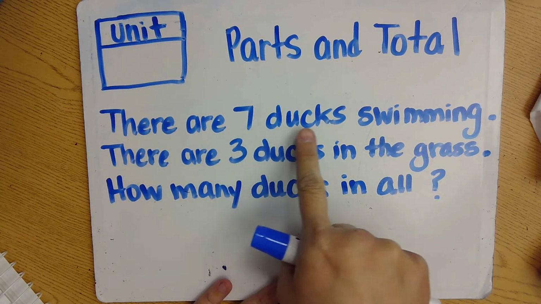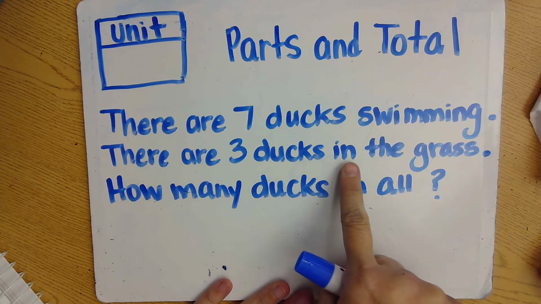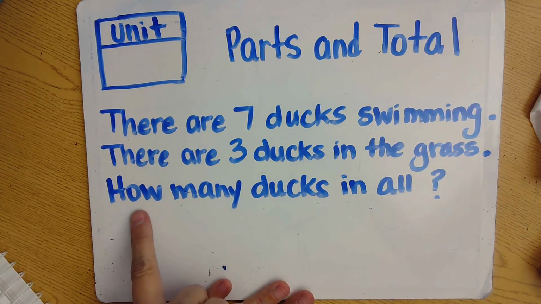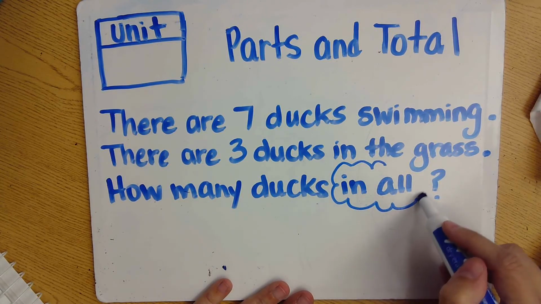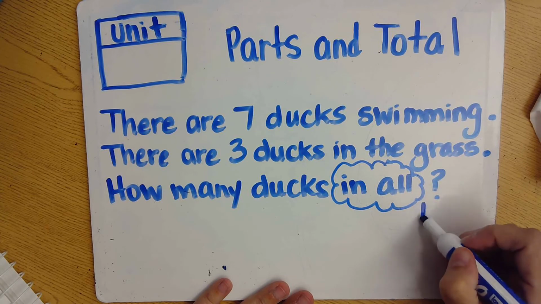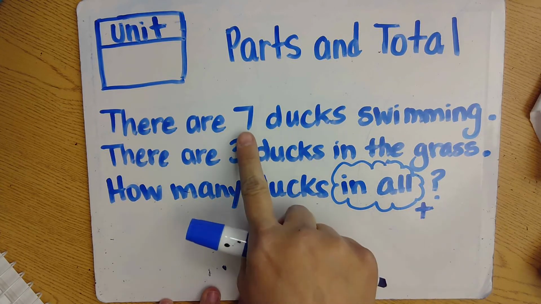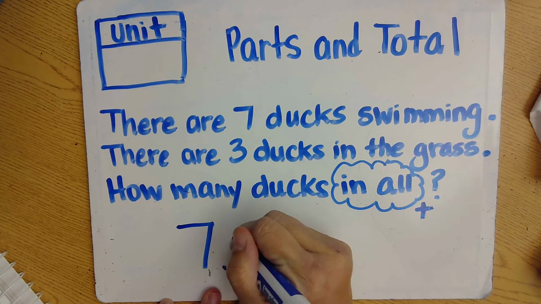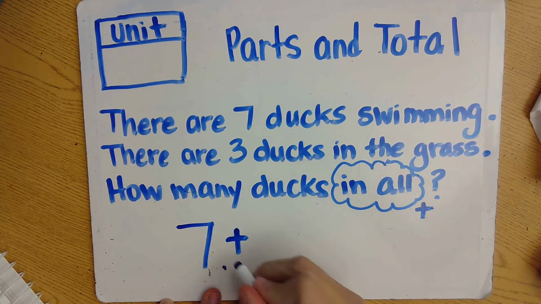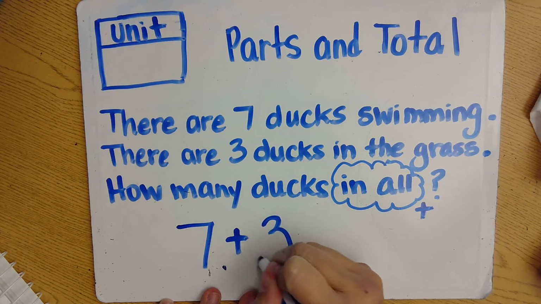There are 7 ducks swimming. There are 3 ducks in the grass. How many ducks in all? Those are my key words that tell me this is an adding problem. I need to add. So let's look at the different parts. 7 ducks are swimming. I'm going to write the number 7 here. They want to know in all, so I'm doing a plus. And there are 3 ducks in the grass.